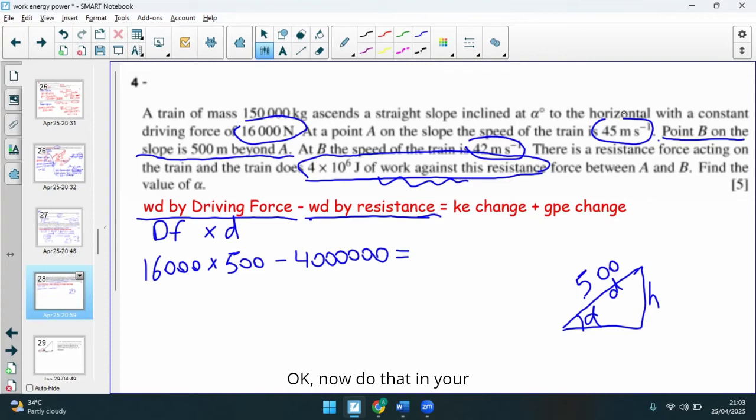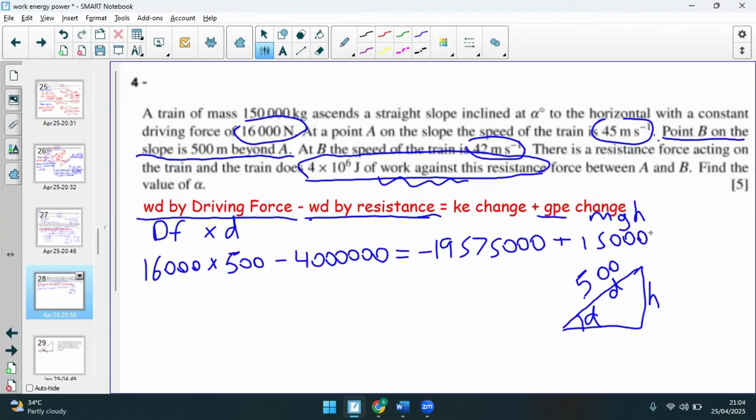Now do that in your calculator. You should get, okay, so that's KE change and GPE change. Now, for GPE, make sure you know whether it's positive or negative. In this case, it's going up, so it's going to be positive. GPE change is MGH.